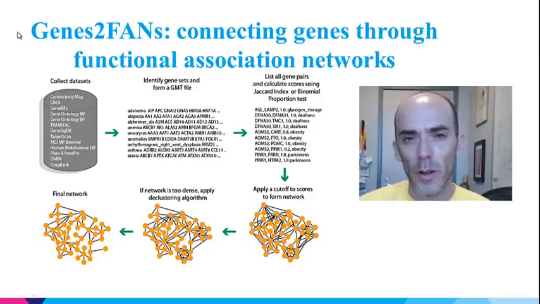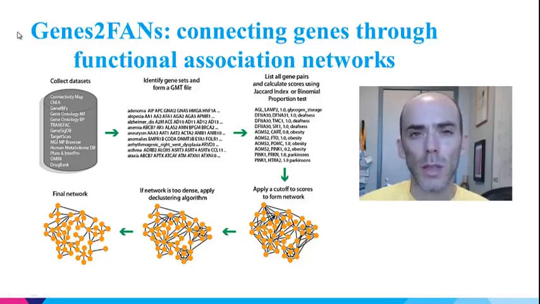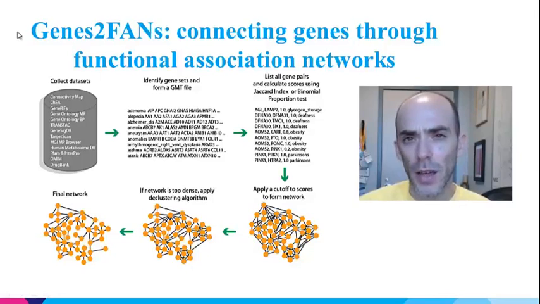And then we also have another step, which is a declustering algorithm that tries to deal with the fact that those functional association networks, once created using those methods, tend to have very dense clusters, and the highly connected nodes are also connected. But I'm not going to go into the details of how this declustering algorithm works. And then we have those final functional association networks for each of those categories.